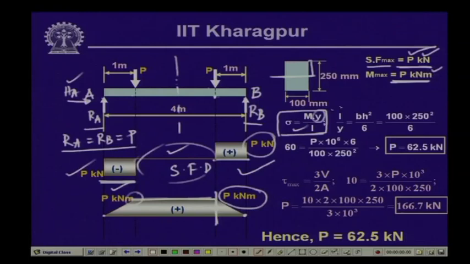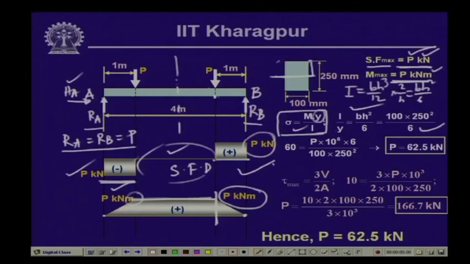Now, as we know, for a rectangular section, I is equal to b h cube by 12, and the furthest distance y is h by 2. So, this is 2 by h. So, this is going to be equal to b h square by 6. So, I by y is equal to b h square by 6, and if you substitute the values, you get this value of b h square by 6.